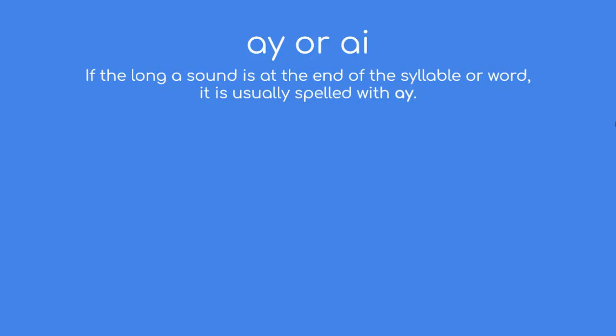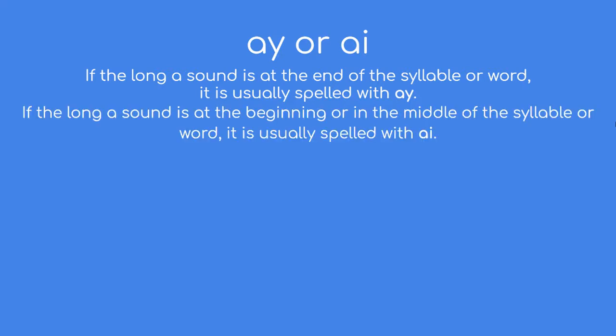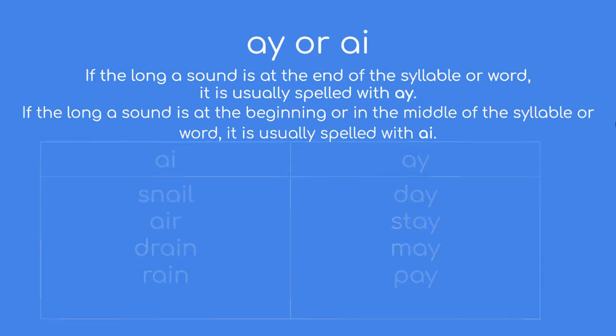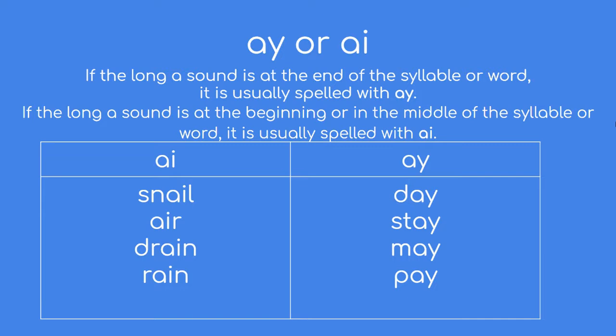If the long A sound is at the end of the syllable or word, it's usually spelled with AY. If the long A sound is at the beginning or in the middle of the syllable or word, it's usually spelled with AI. Here we can see some examples.